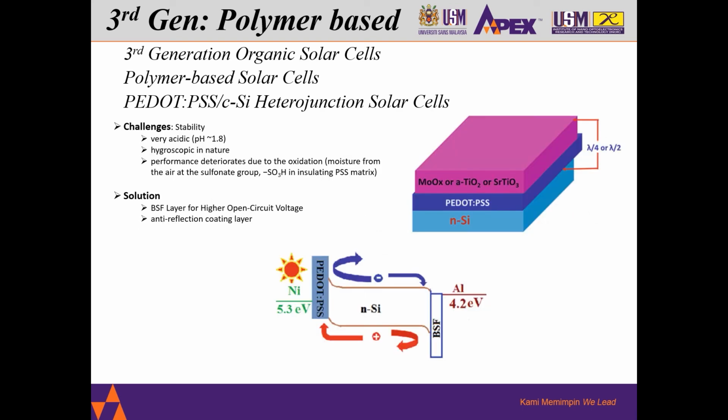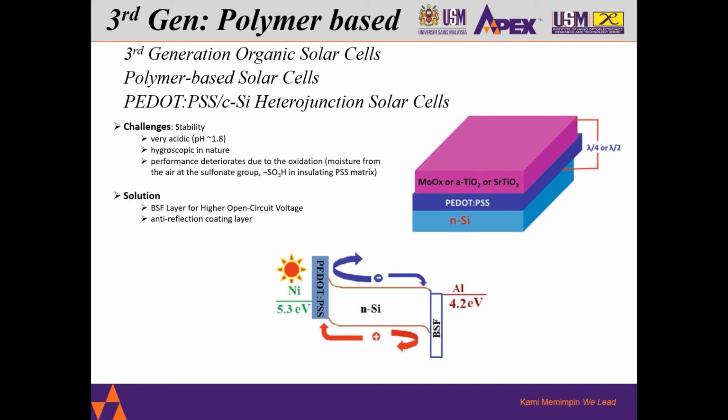PEDOT:PSS silicon crystalline heterojunction solar cell challenges include stability. It is because PEDOT:PSS is very acidic, with a pH of 1.8, and also it is hygroscopic in nature, which means that it tends to absorb moisture from the air naturally. Thus, the performance of these devices deteriorates due to oxidation itself. This moisture absorption comes from the sulfonate group in the PSS matrix.